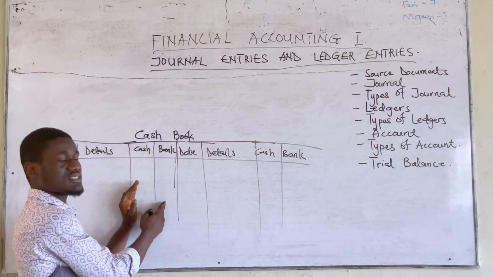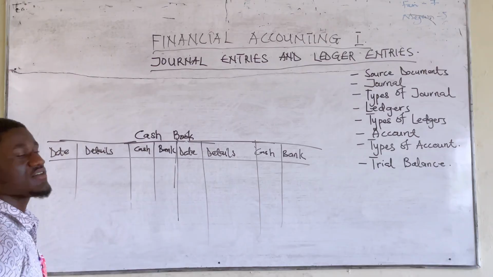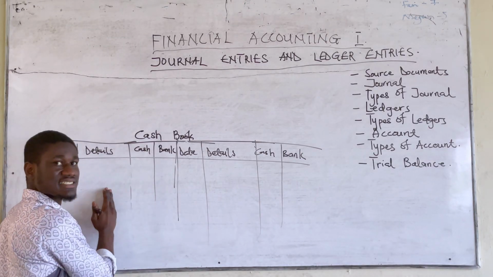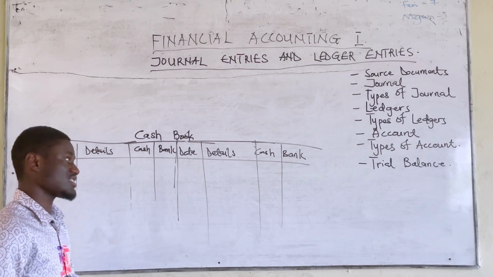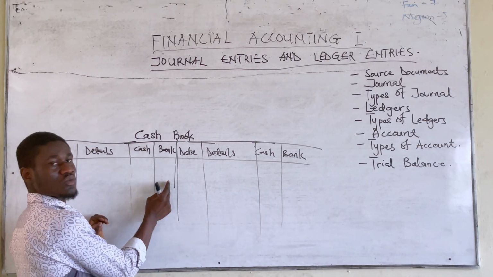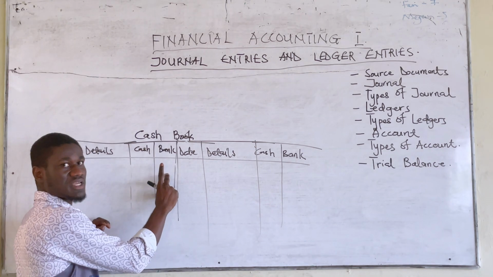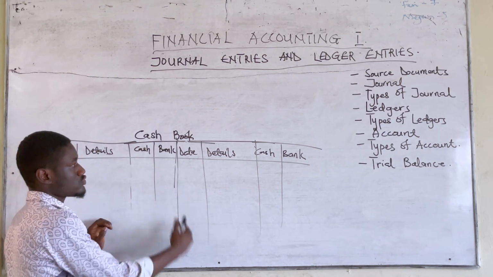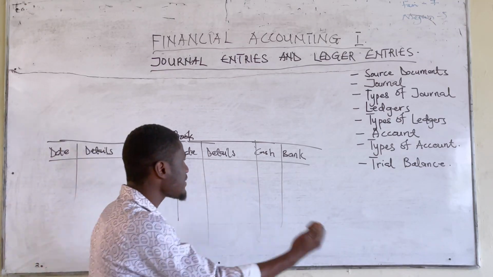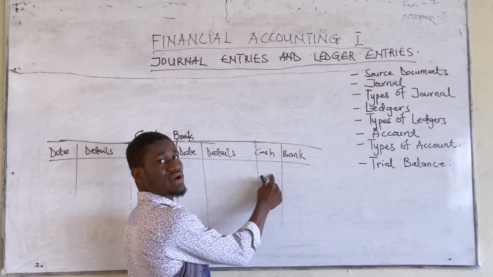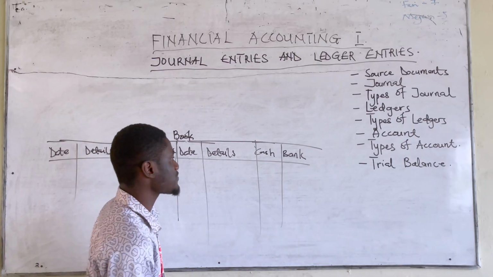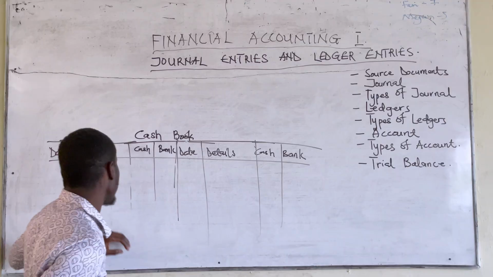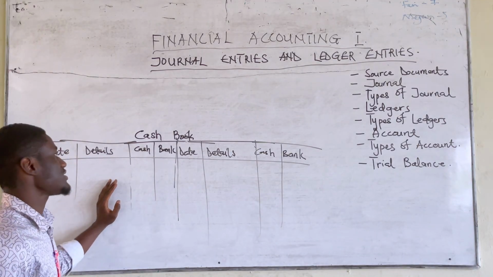Both sides are the debit and credit. So when we receive cash, we record it at the cash column because the debit side is the receipt side, showing that we received cash. So if we receive a check, we record it at the bank column, showing an increase in our bank amount. Good. So when we make payment in respect of cash, we record it here. When we make payment in respect of checks, it will be recorded here because this is the payment side and we have the receipt side.